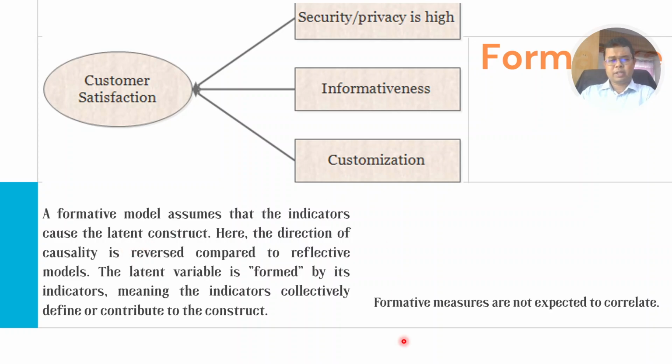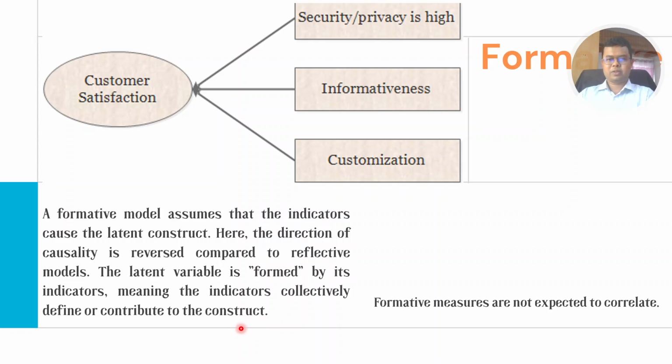On the other hand, this is the formative model. Please try to understand: a formative model assumes that the indicators cause the latent construct. Here, the direction of causality is reversed compared to the reflective model. In the reflective model, the arrow was from factor to measurement item, but in the formative model, it is from measurement item to factor. The latent factor is formed by its indicators, meaning the indicators collectively define or contribute to the construct.